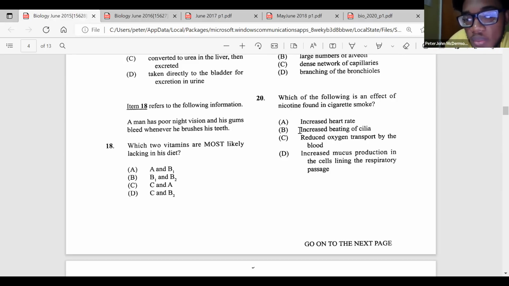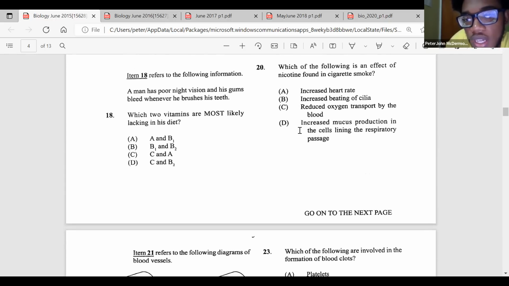Reduce oxygen transport by the blood. Nicotine is a vasoconstrictor. So nicotine makes your blood vessels get tighter, so I would assume that would lead to less oxygen transport. Increased mucus production in the cells lining the respiratory passage. That I'm not actually sure about, but increased heart rate just sounds like a correct answer to me. So I'm going to go with that.